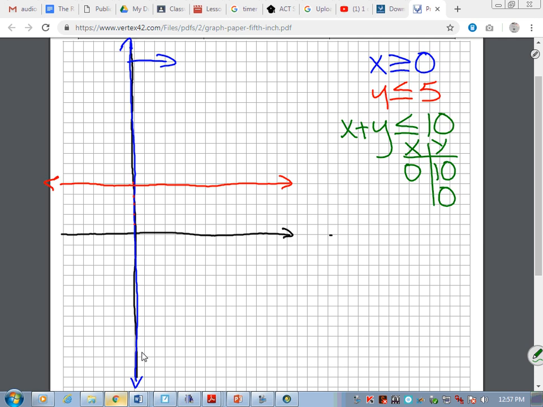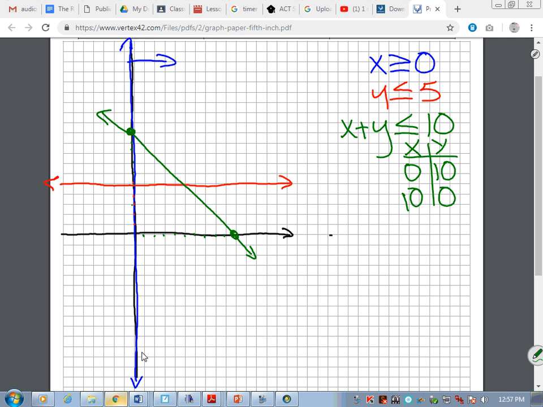Well, if that's 0, x is less than or equal to 10, so it would be 10, right? All right, so we got 10s. So let's count up here. 1, 2, 3, 4, 5, 6, 7, 8, 9, 10. Okay, and over 1, 2, 3, 4, 5, 6, 7, 8, 9, 10. Right, and I could draw a line. Okay, it's going to go across like that.